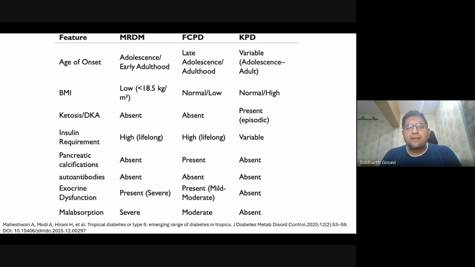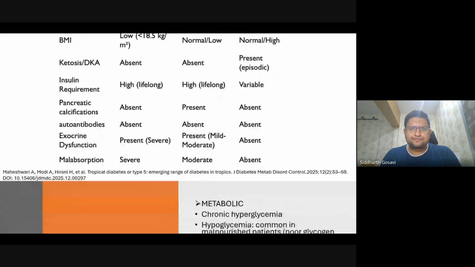Normal or high BMI, ketosis is almost always present. Insulin requirement is variable. It can be combined with OHA. The pancreatic calcifications are absent. Autoantibodies are absent. Exocrine dysfunction is absent, and malabsorption is absent.